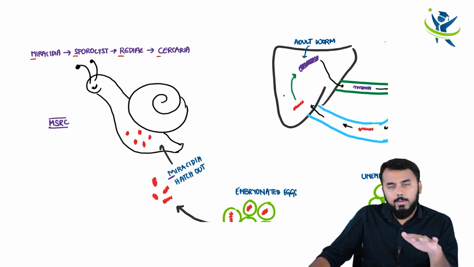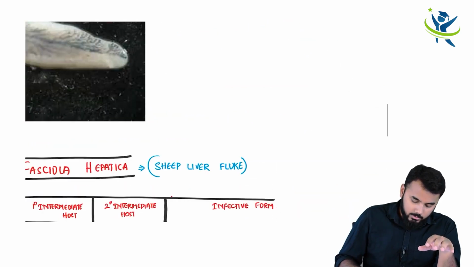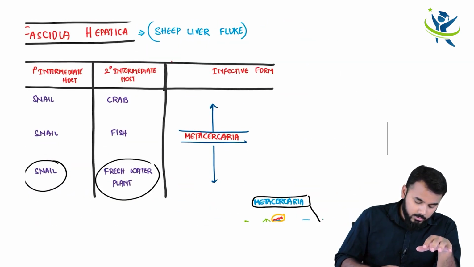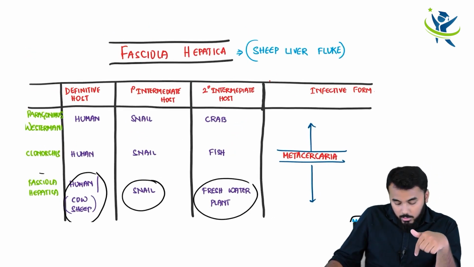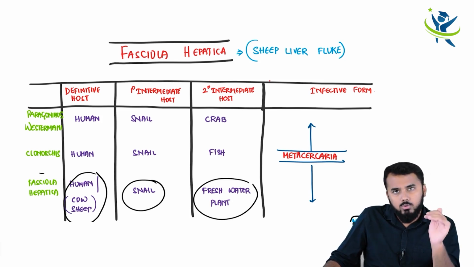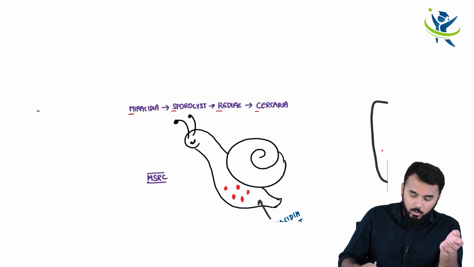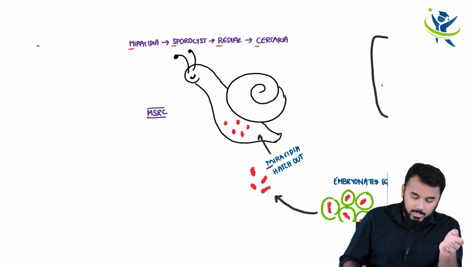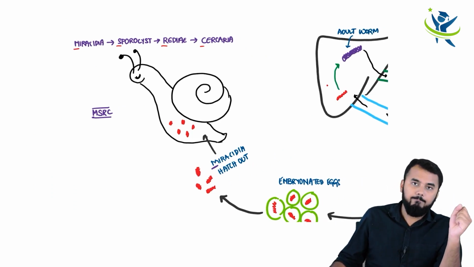So that would be MSRC, because in all trematodes, I have already discussed this box, right? In this box, we told you that in all the trematodes, the primary intermediate host is snail. So in all these snails, in all the life cycles, MSRC is common. In all these three life cycles, when you look at miracidia, the next three should come to your mind: sporocyst, rhedia, and cercaria.